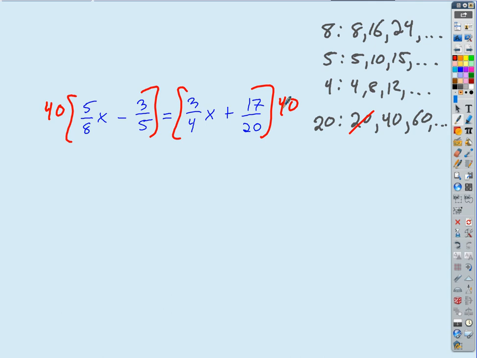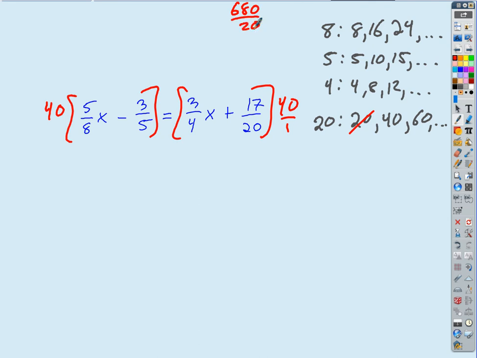Now here's another shortcut I can give you. If I distribute the 40 all the way through here, I'm going to get some pretty big fractions coming out of that. For example, if I distribute the 40 to the 17/20ths, 40 times 17/20ths, that's going to be 680 over 20. Because when I multiply fractions, I multiply straight across. So 40 times 17 is 680, 1 times 20 is 20.